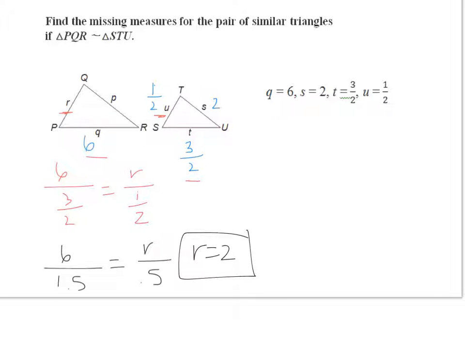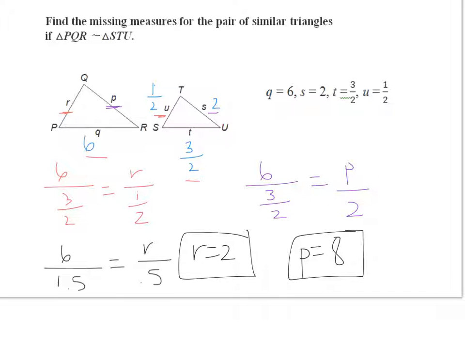Now for the other missing side, I need to solve for P. So I can say again 6 over 3/2 or 1.5 is equal to P over 2. And cross multiply and divide. And I get P is equal to 8. So I've just solved for the two missing sides when given similar triangles and given their other sides.